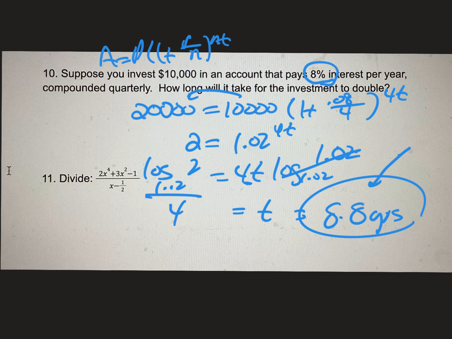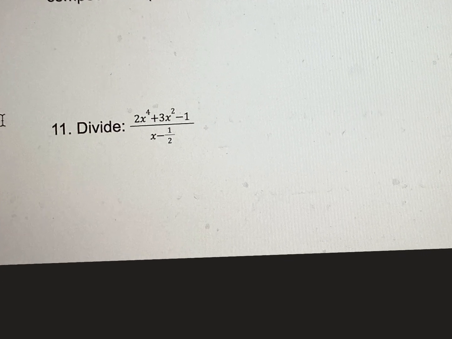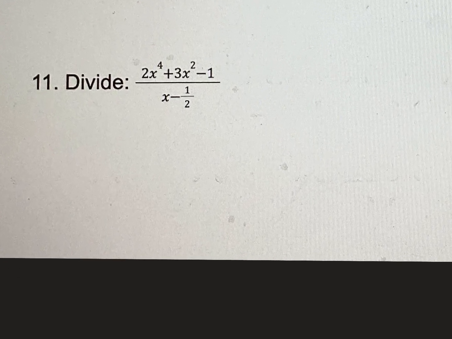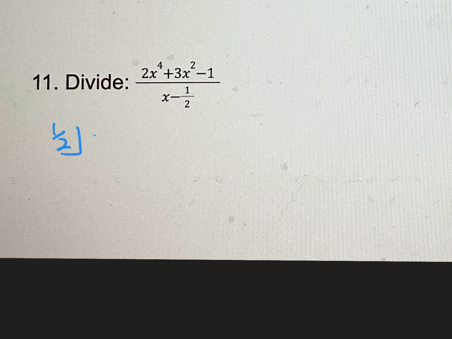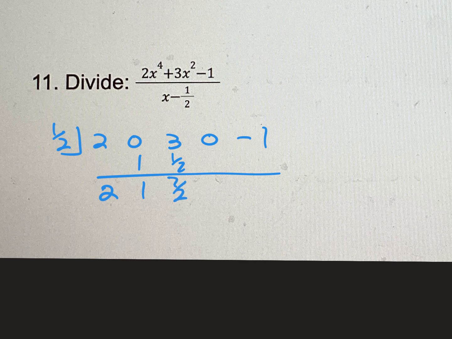All right, last one. Number 11. Just divide. And we can do synthetic because no exponents on the denominator. So I'm going to have 1/2 there. I got a 2. Don't forget your 0. 3. Don't forget your 0. Negative 1. And here we go. Man, I hope they don't have tons of fractions, but it's going to happen, I'm afraid. Bring your 2 down. Half of 2 is 1. Here we go. Bring the 1 down. Half of 1 is 1/2. Sorry, 3 plus 1/2 is 3.5, which is really 7/2.